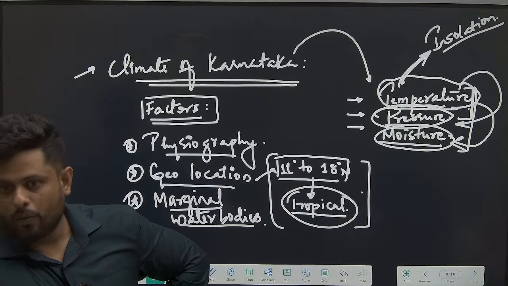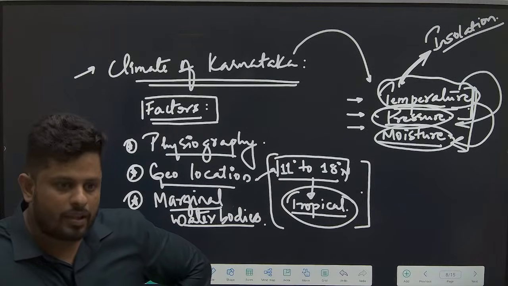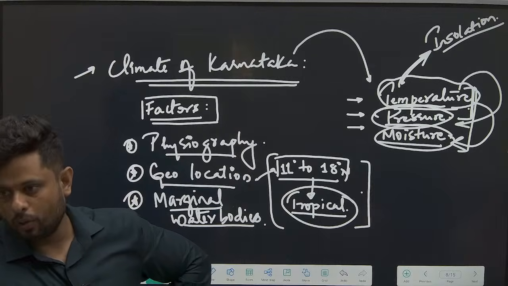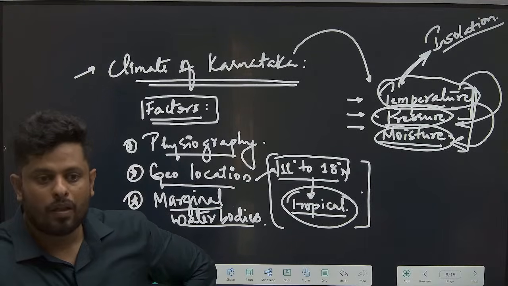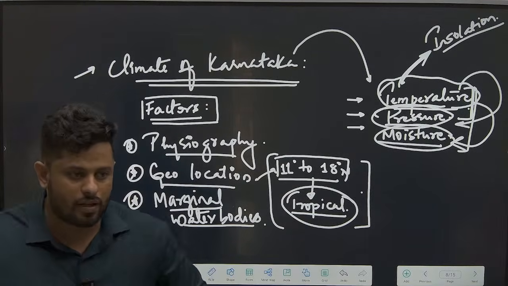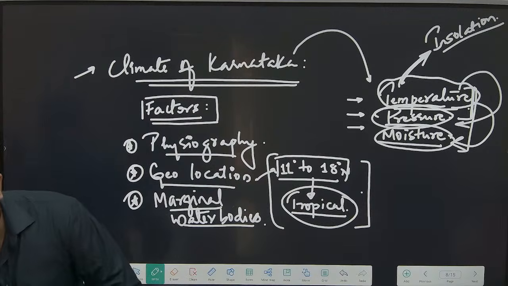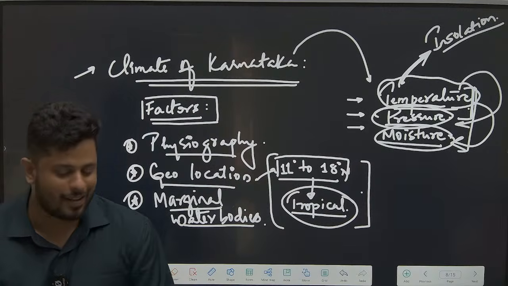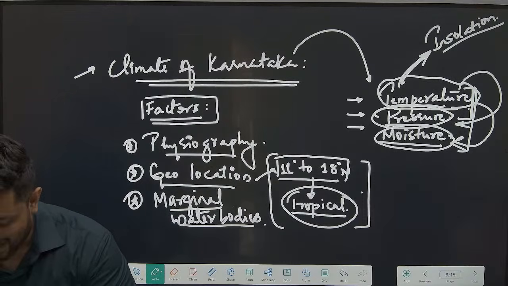What is the extremity? What is the climate? Do you find climatic extremity in these places? Winters are very, very cold. At the same time, summers will be very hot. Do we have such a situation here? In Karnataka, are the summers very hot and the winters very cool?